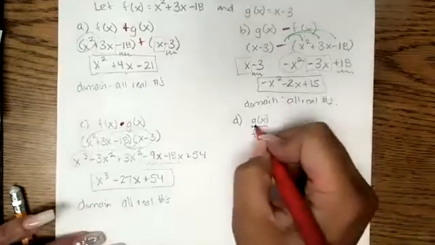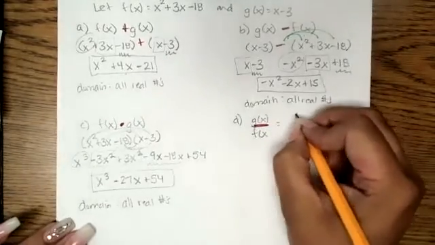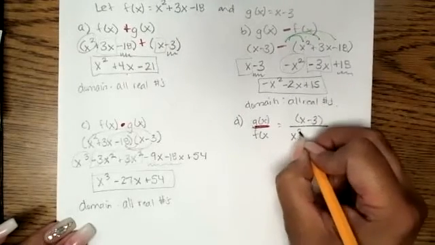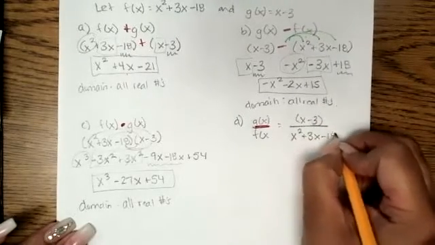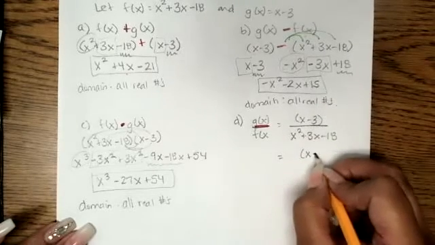Here we are dividing. g of x is the numerator, so that's going to be the x minus 3. In the denominator, I have the x squared plus 3x minus 18. I'm going to go and factor the denominator.